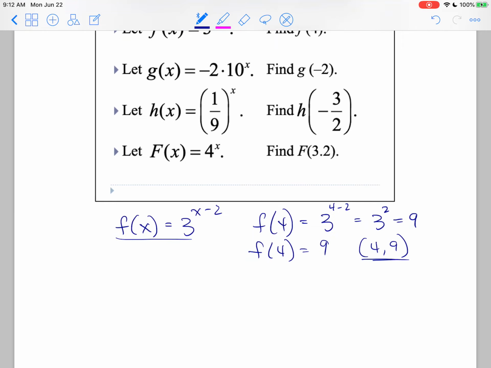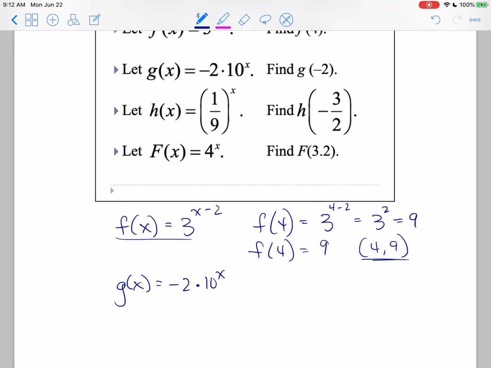So now moving to g, we know g of x is negative 2 times 10 to the x. And because of our order of operations, we have to deal with exponents first. So 10 to the x has to happen first. Then we multiply by negative 2. You are not, under any circumstance, allowed to multiply negative 2 and 10 and still keep it raised to the x. This is wrong. Okay, this is not correct. I'm going to erase it.